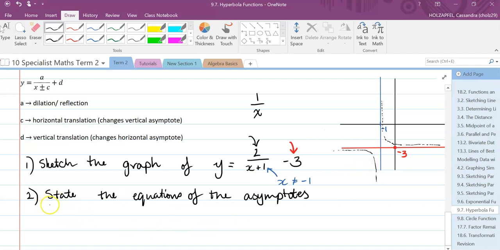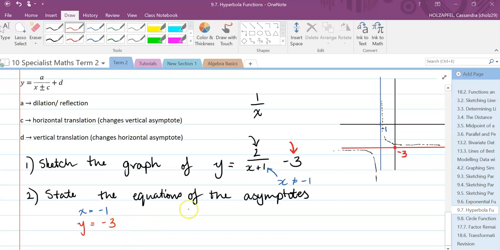Okay, so this last question here, state the equations of the asymptote. So we've got our vertical asymptote. Now remember, when we have a vertical line, it's always x is equal to something, and in this case, it will be x is equal to -1. Now for our horizontal asymptote, remember when we have a horizontal function, it's always y is equal to a constant, and in this case, our constant is going to be equal to -3.